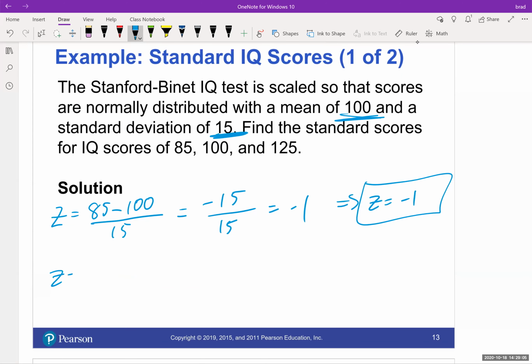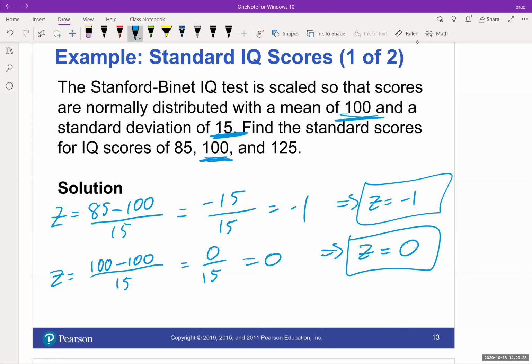Now we do z equals, and there's a lot of contributing factors to this. So that's my score of 100 minus the mean divided by 15. So I get 0 over 15, which is equal to 0. That means I have a z-score of 0, which means you're right at the average. You're right at the mean. So a 100 on the IQ score, according to this, means you're right at the average.